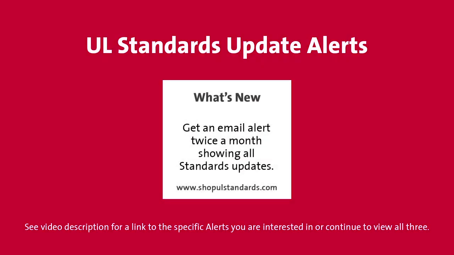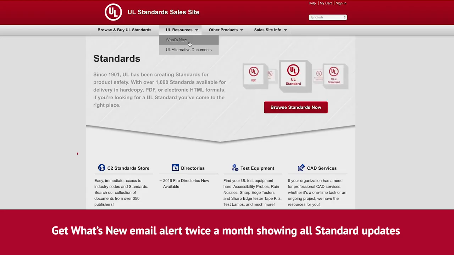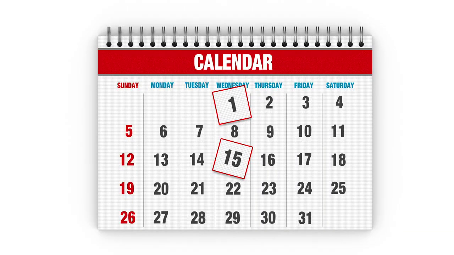To get alerts on what's new on all standards twice a month, go to shopulstandards.com. Under UL Resources, click What's New. Submit your email to receive updates on all standards the 1st and 15th of each month.